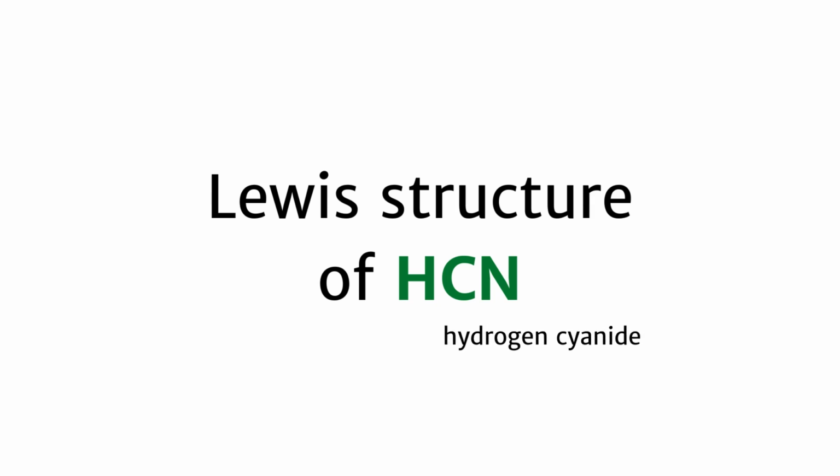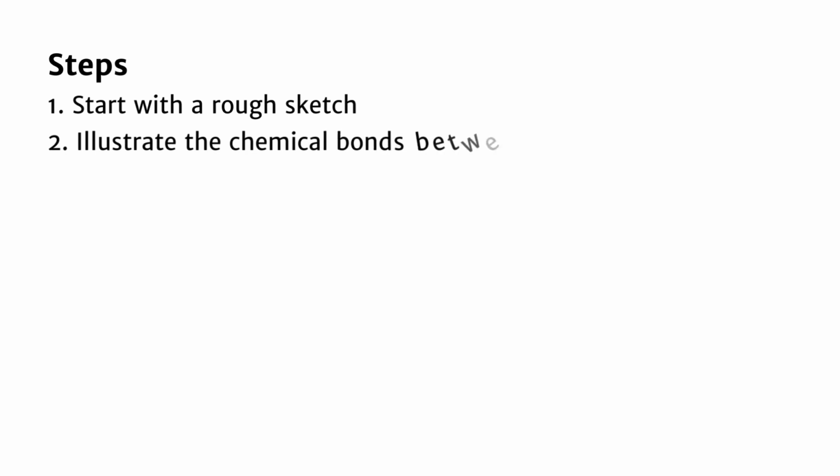Let's sketch the Lewis structure of HCN, commonly known as hydrogen cyanide. To accurately depict the Lewis structure of HCN, follow these steps. First, start with a rough sketch. Then, illustrate the chemical bonds between the atoms.